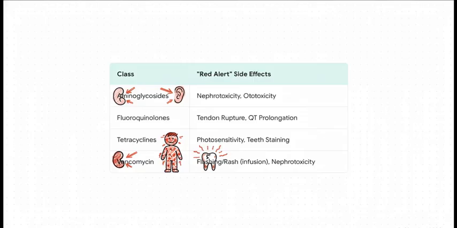Now for the heavy hitters, what I call the red alert side effects. For aminoglycosides, think toxic to the kidneys and ears. That's nephrotoxicity and ototoxicity. For fluoroquinolones, the big scary one is tendon rupture. Tetracyclines, think photosensitivity and teeth staining in children. And with vancomycin, you're on high alert for red man syndrome and, just like aminoglycosides, nephrotoxicity.